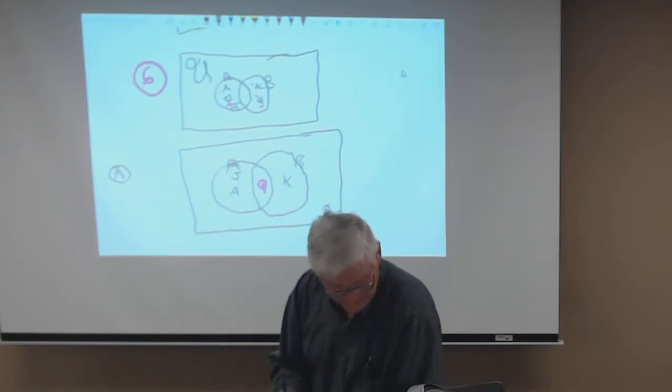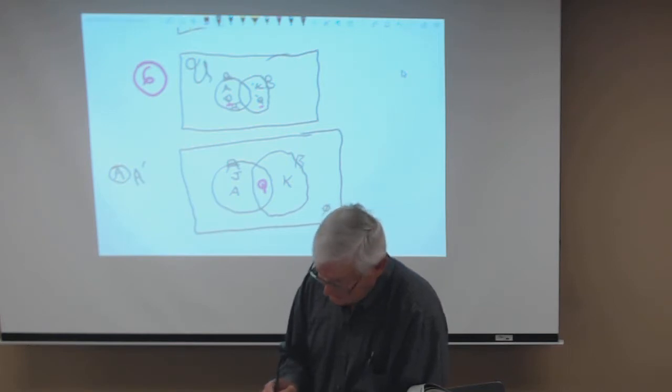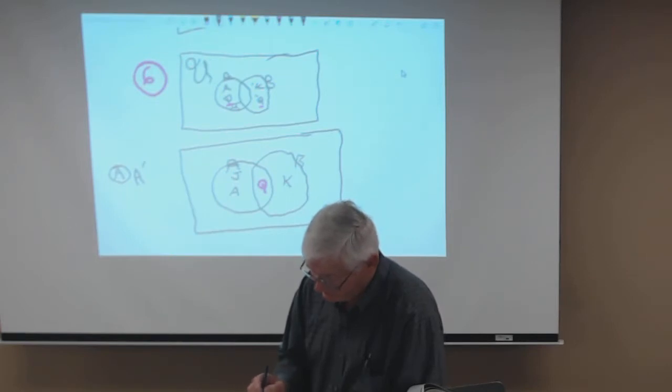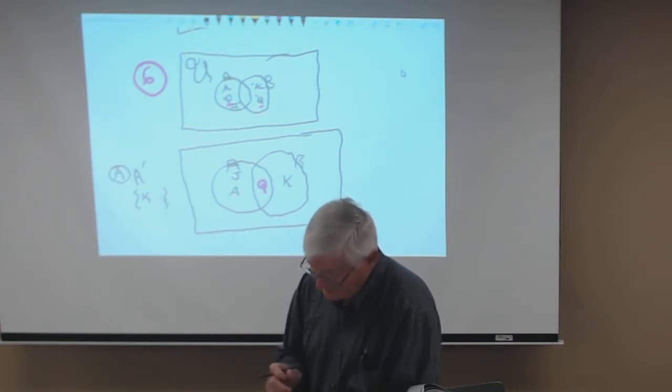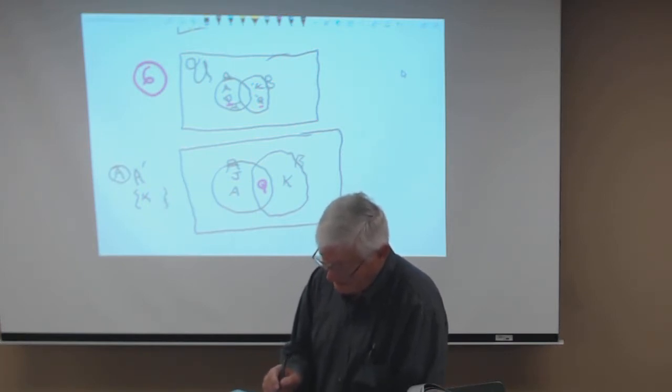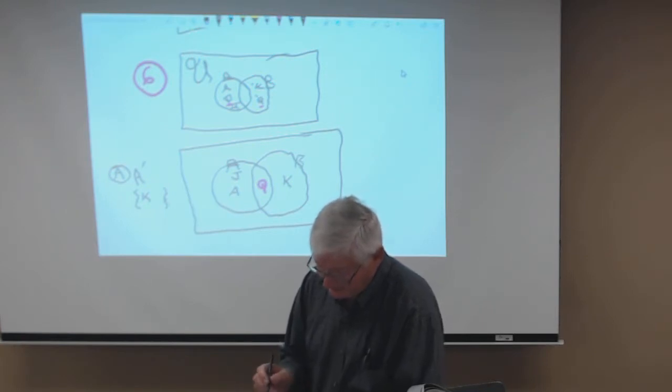6A. What's the complement of A? What's everything in the universe that's not in A? Here's A, king and queen. Everybody see that? No, king and nothing. That's empty set. Let's take that out of there. Just king. Everything in the universe that's not in A, ace, jack, queen, that would be king.